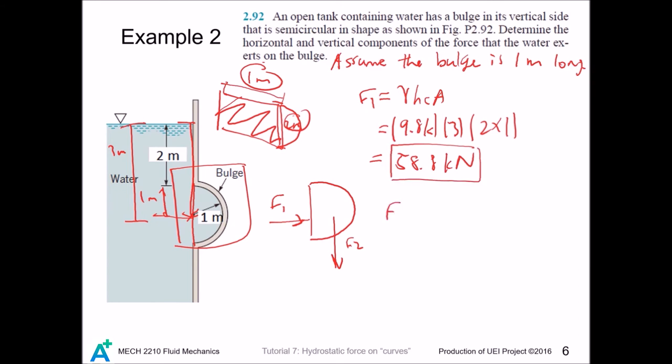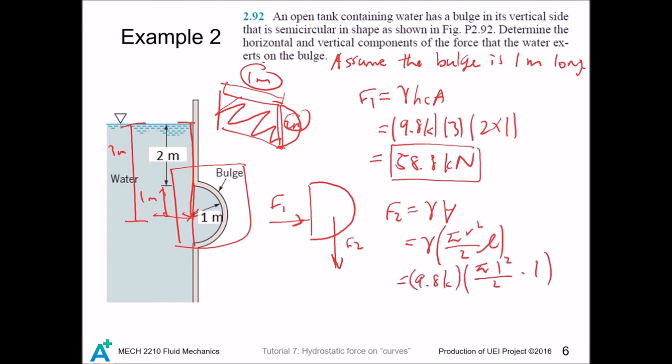And for the vertical component, we have gamma V. And for this half cylinder, the volume is going to be pi r squared divided by 2 times length. And we substitute in the value. And we are done with this example.